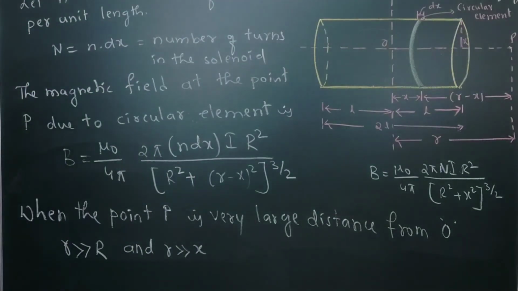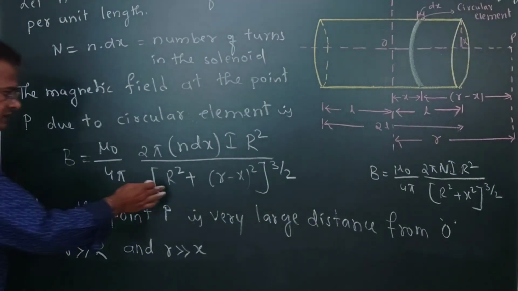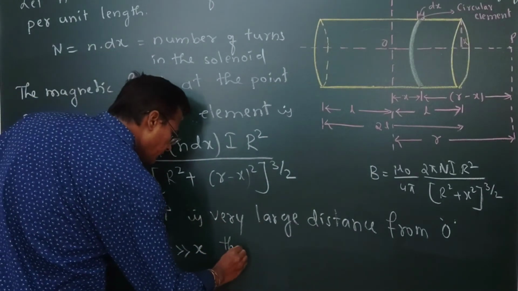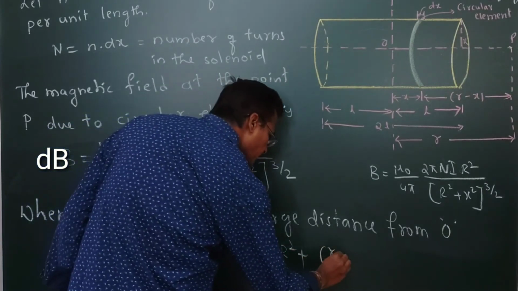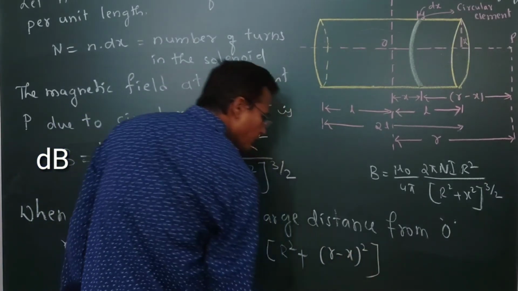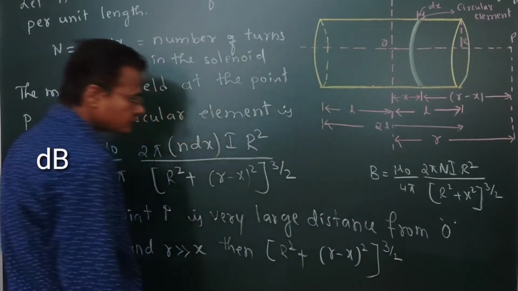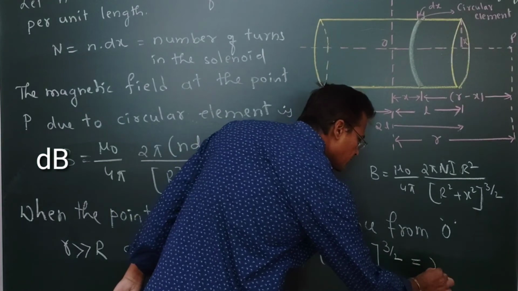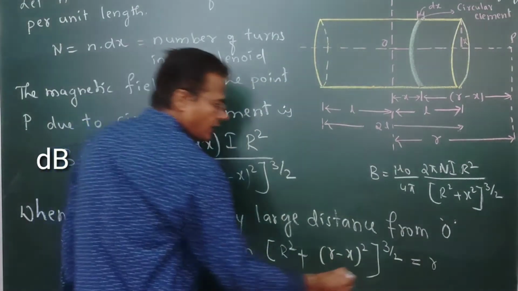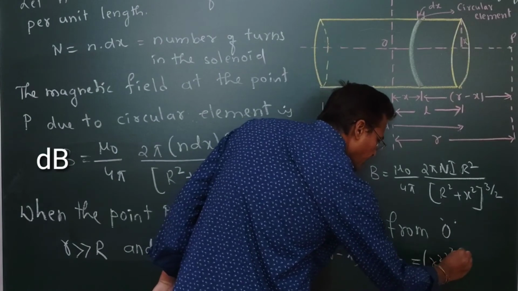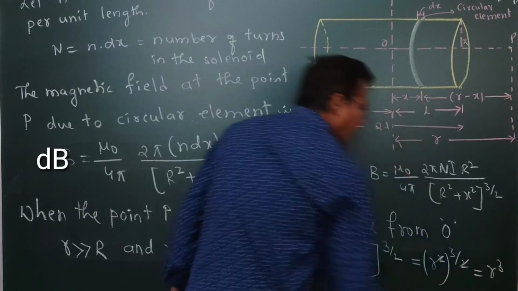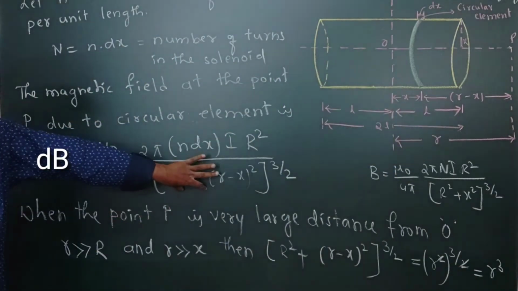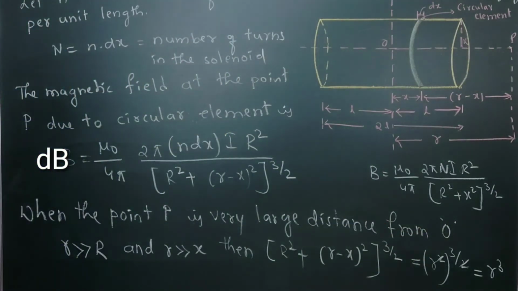Then we can write the above equation. The term r square plus (r minus x) whole square to the power of 3 by 2 becomes r square to the power of 3 by 2, so the ultimate equation has r cube only in the denominator.